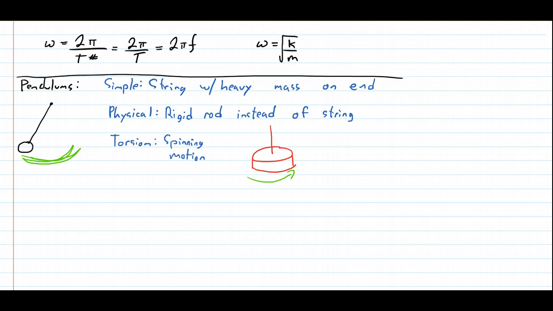Today we're just going to talk about the first two types, a simple pendulum and a physical pendulum. And the reason we're going to talk about these two is because they're mathematically identical to each other. We'll talk about torsion pendulums a little bit later.